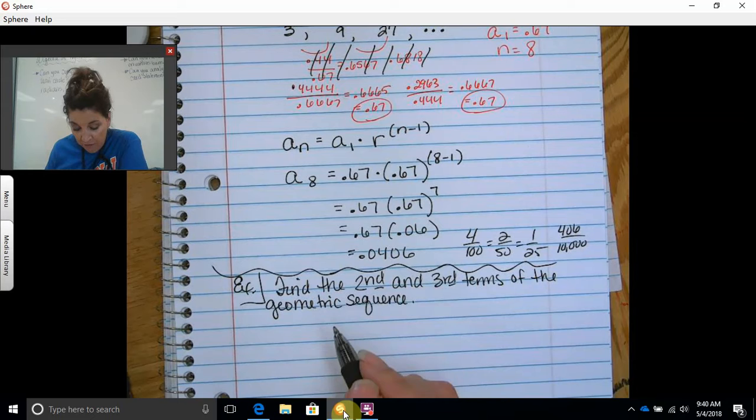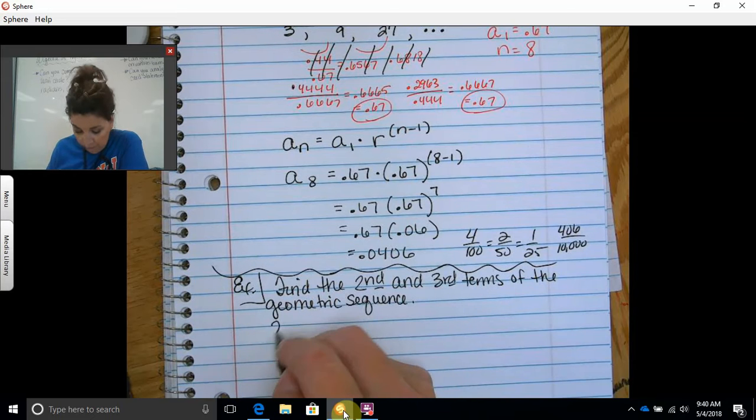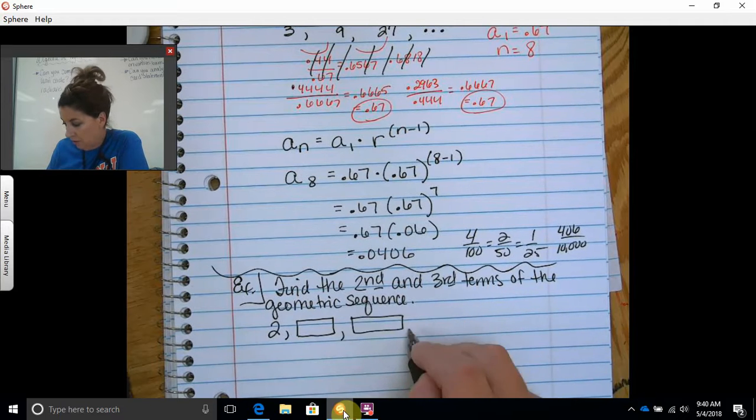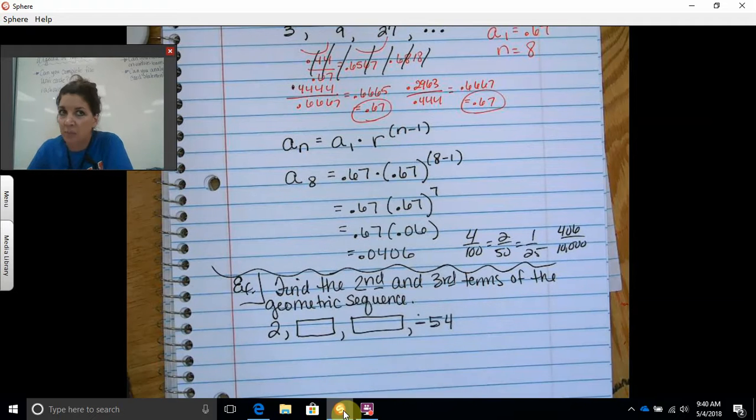They're only giving you the first term and the fourth term. They don't give you the second term. They don't give you the third term. So they had to tell you it's a geometric sequence. We don't know what we're multiplying by each time. We have no idea what the common ratio is, right? We're going to have to figure that out.